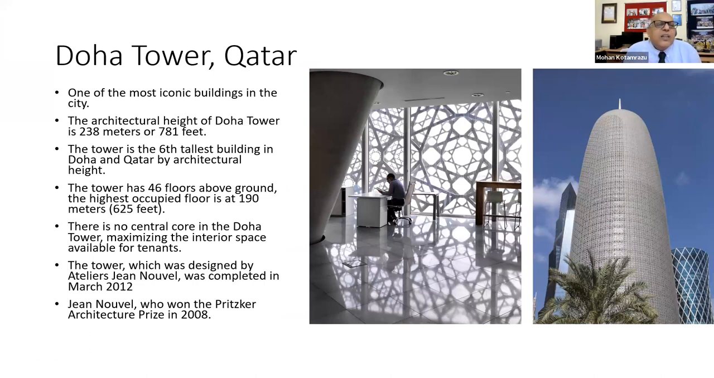Okay, so this is one of the iconic buildings of Qatar. And this is designed by Jean Nouvel, French architect, very sensitive architect. So you can see the patterns which are created on the wall. He doesn't use glass, but he uses jali. And this jali is the same mashrabia. And this entire building has this mashrabia facade. And it is sixth tallest building in Doha, and 46 floors above the ground.